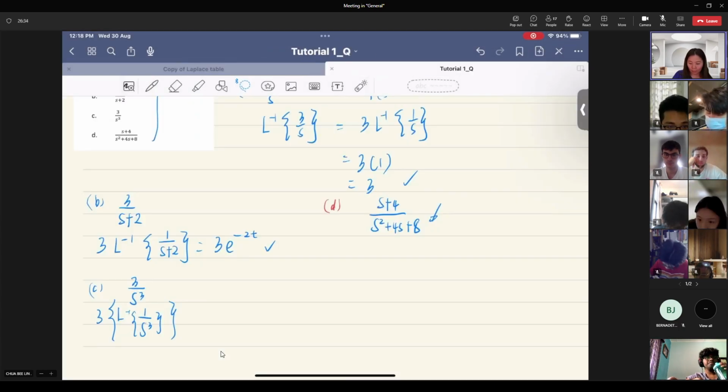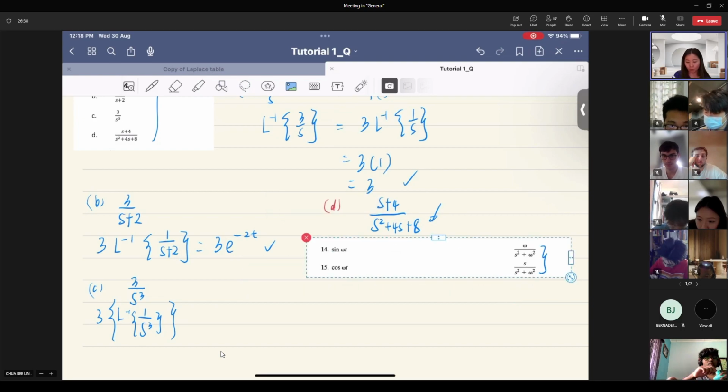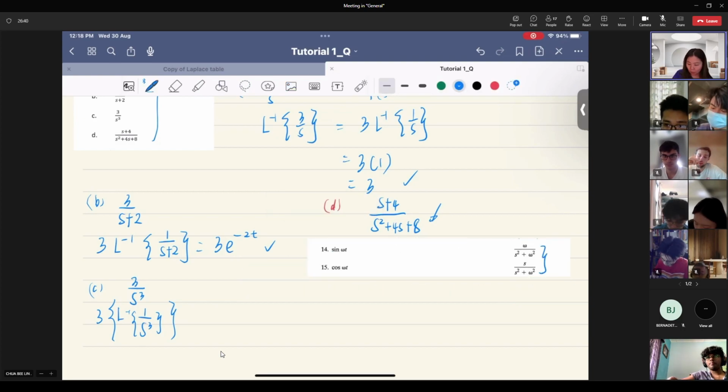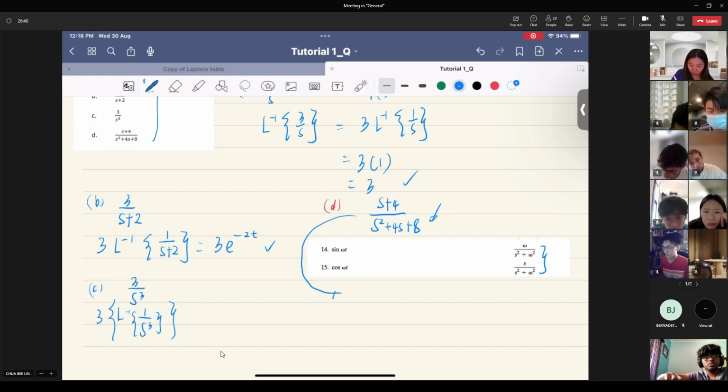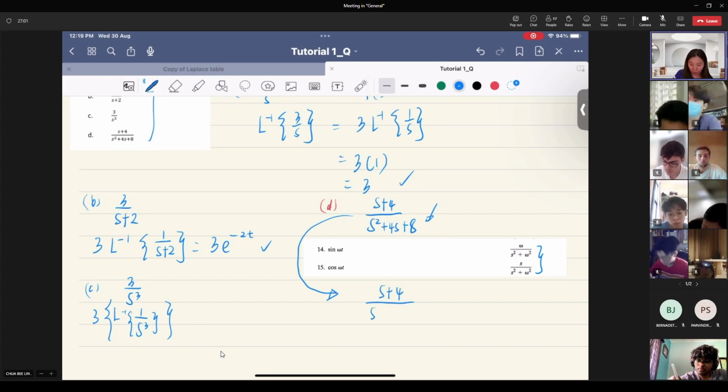Then we will utilize this one so that we can modify the whole thing closer to the pattern of this. So in this case, the denominator must have omega squared. That means you have to do the expansion, then you have to factorize. So it'll be s plus 4 over, the maths you have learned, s plus 2.